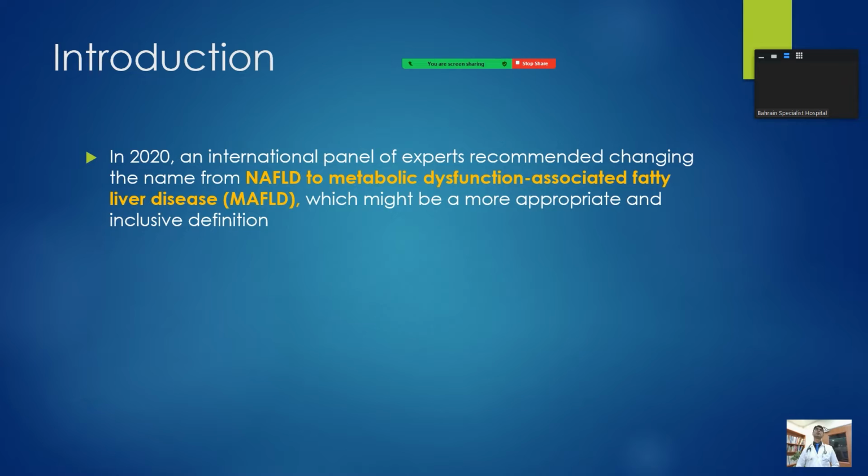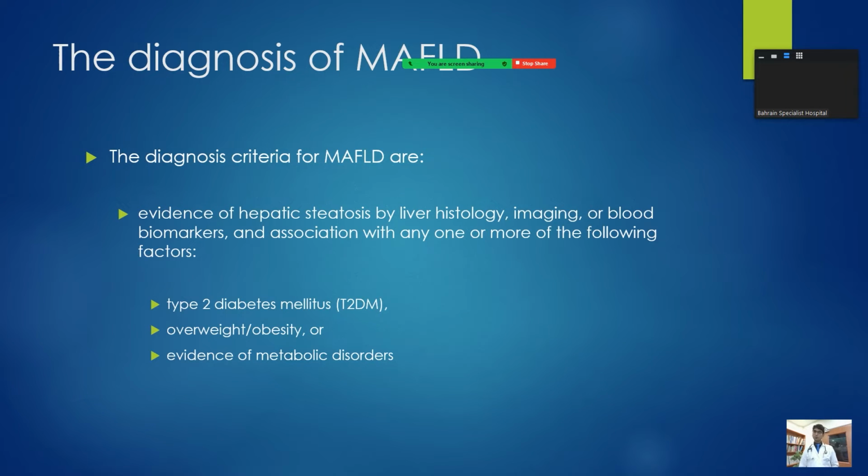That brought the experts into the field to define it in a more objective way. They came up with a new definition, NAFLD to MAFLD, which is metabolic dysfunction associated fatty liver disease, which is very common. And nowadays NAFLD is almost being replaced by MAFLD. So what is the objectivity in this MAFLD? Why do we call it more objective compared to NAFLD?